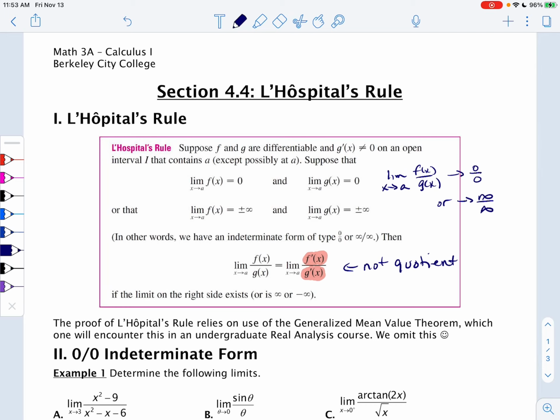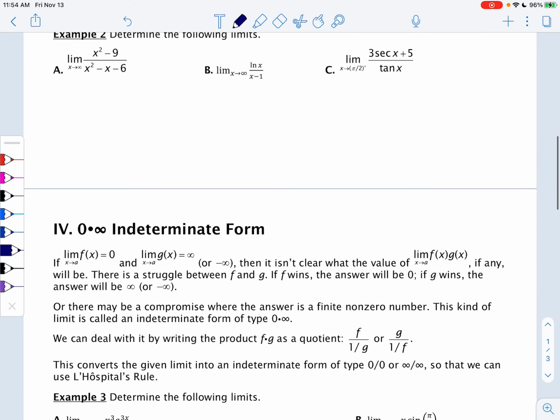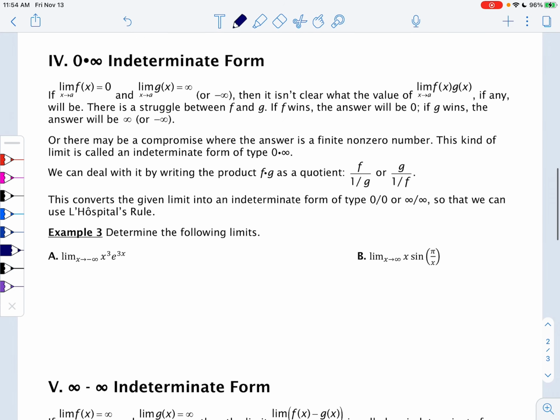So other limit rules that we've been studying from chapter 2 still apply. It's just that if you meet the criteria of L'Hopital's rule of having a limit of 0 over 0 or infinity over infinity, then you can use the rule. Otherwise, you cannot. So be careful with that. I'm going to jump ahead to other indeterminate forms because we have gone over in class when we do have the 0 over 0 or infinity over infinity.